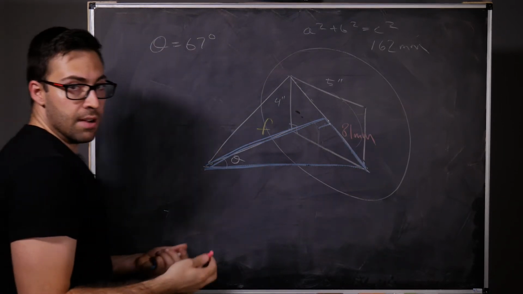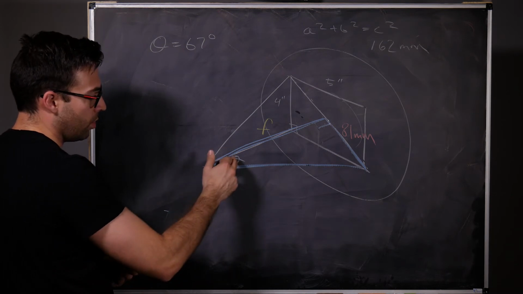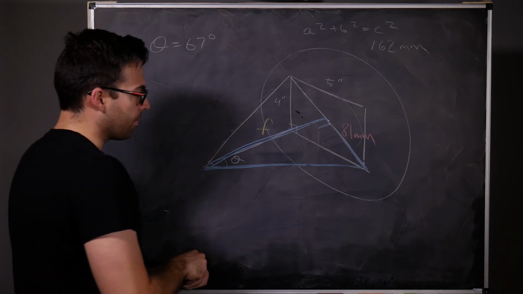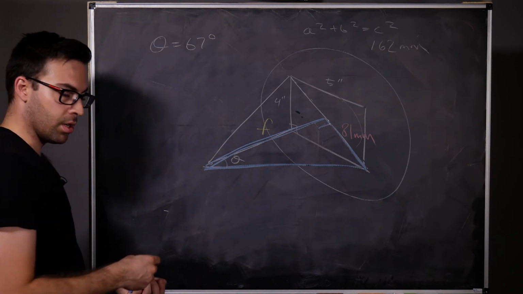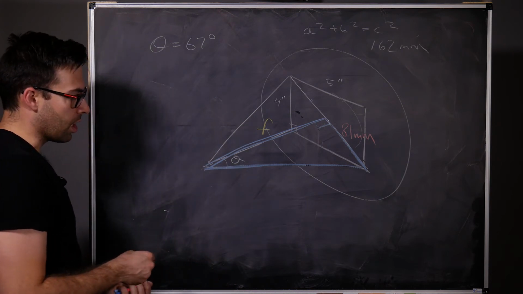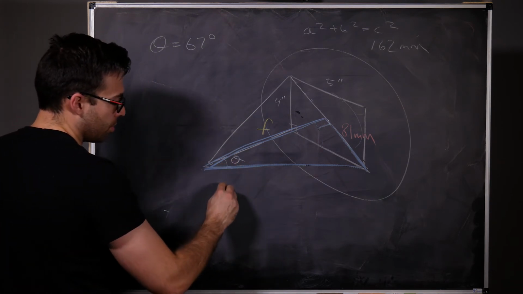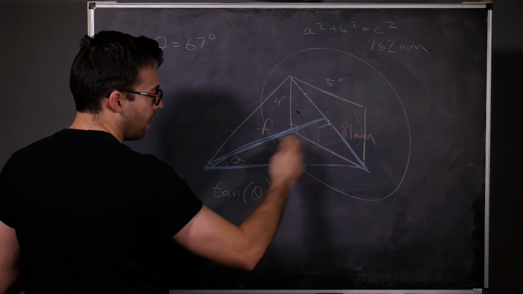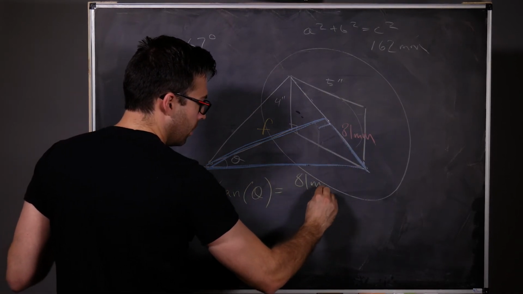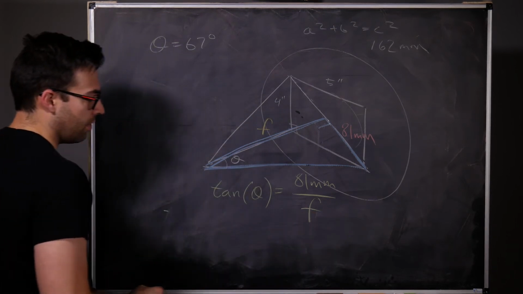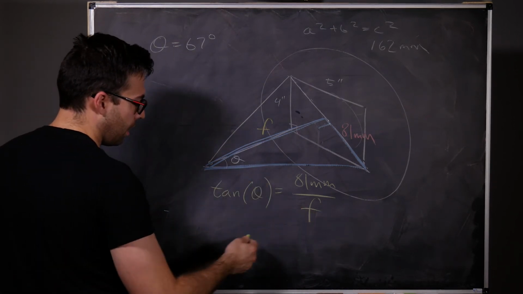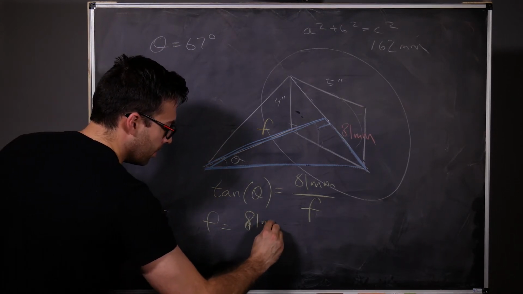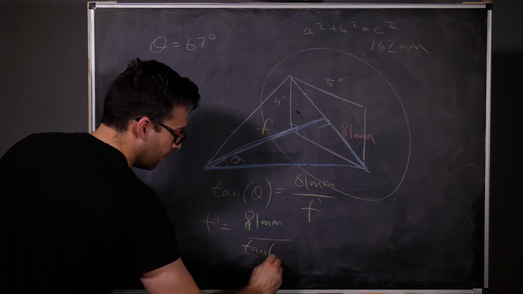So now we have, again, everything we need to find this missing value. We know what theta is, we know what half of the diagonal is, so we can solve for the focal length. How do we do that? Well, we're going to use the tan function again. We could also use similar triangles if you're not comfortable with trigonometry. But what we're going to do is say that tan of the same angle theta is equal to the opposite over the adjacent side. So we have 81 millimeters over f, and we're going to solve this for f. We can flip-flop these two, so we know that f is equal to 81 millimeters over tan of theta.